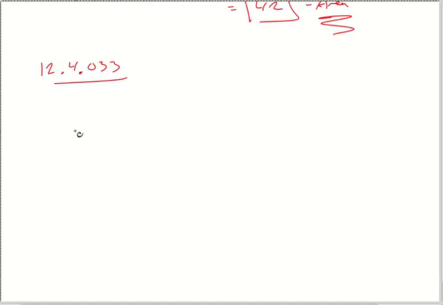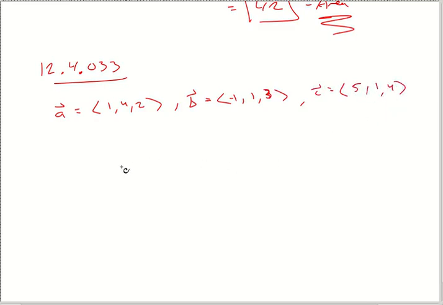12, 4, 0, 3, 3. So they give me 3 different vectors. This one looks like a longer one. -1, 1, 3. Sorry. And then 5, 1, 4. Okay, they want the volume of the parallelepiped.